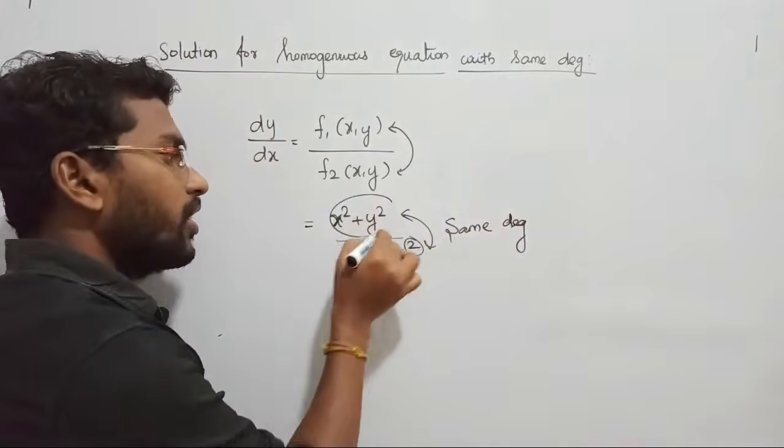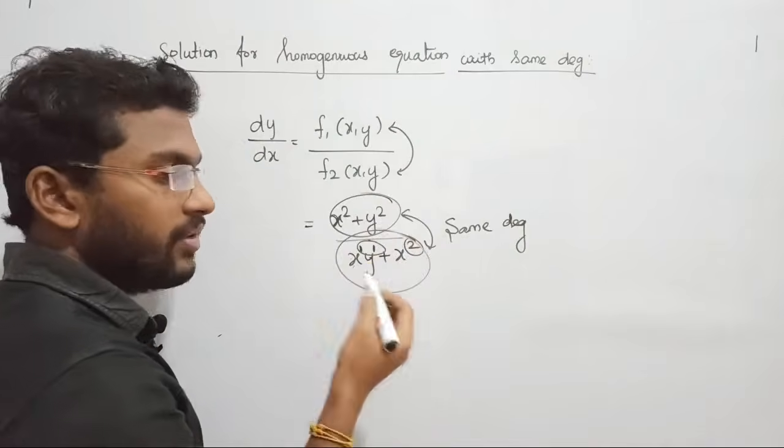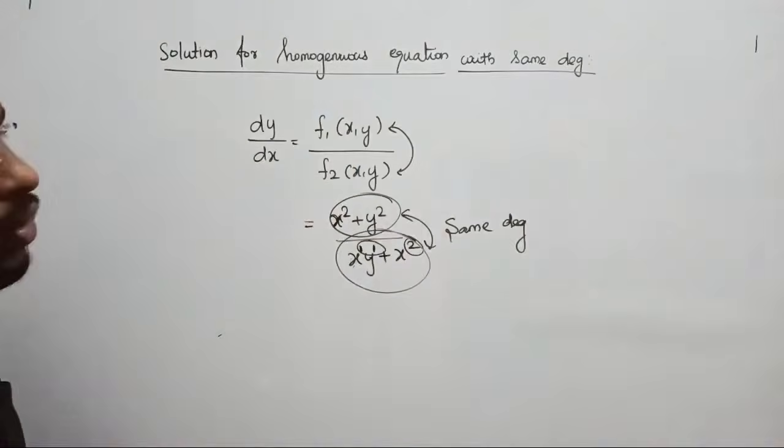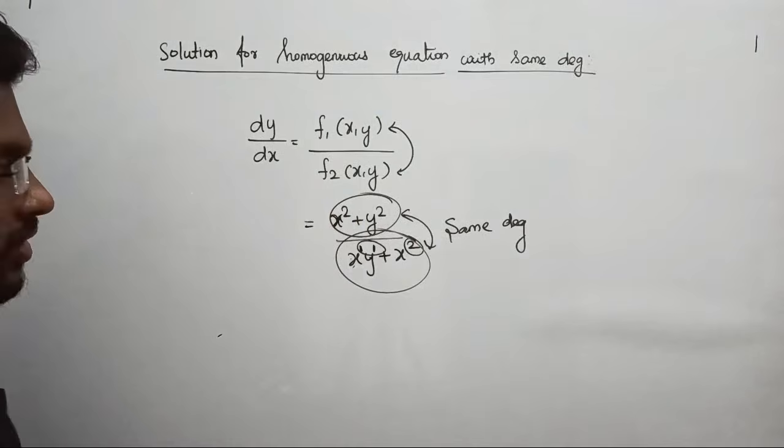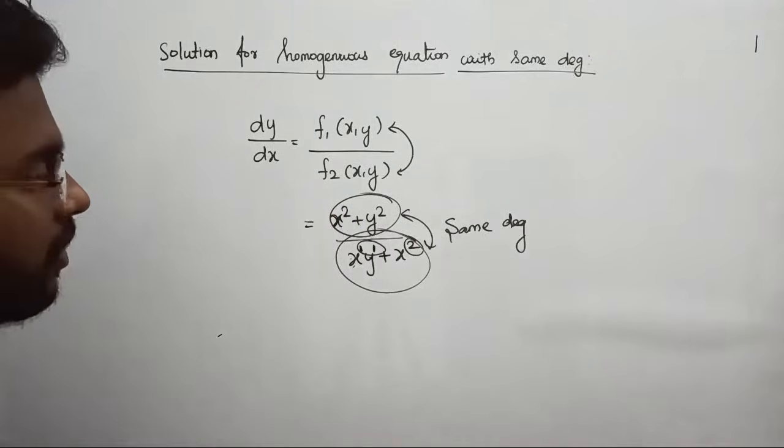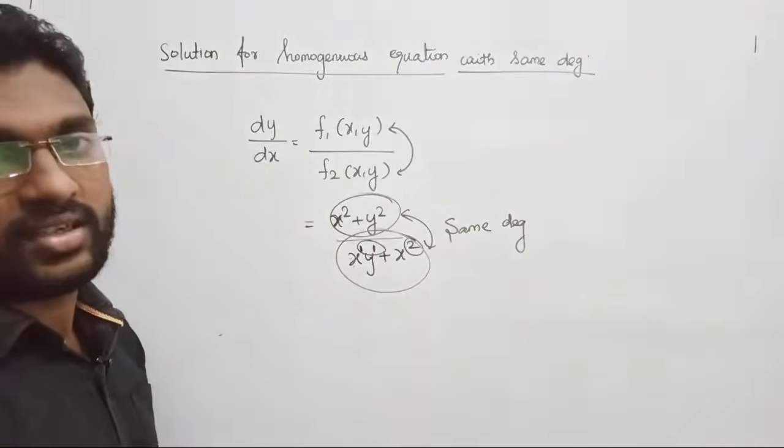If the degree of the numerator function and the degree of the denominator function are the same, then we can go ahead with this method, the homogeneous equation method. Clear? Okay, let us see. So the conclusion is, in these cases we should keep our concentration on the degree.